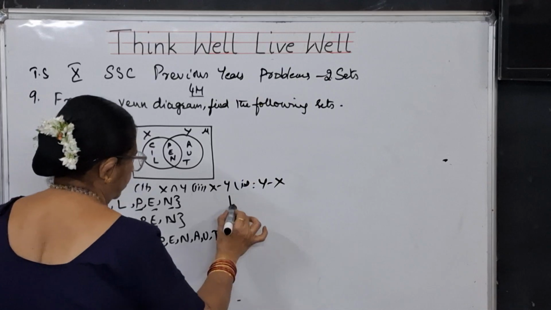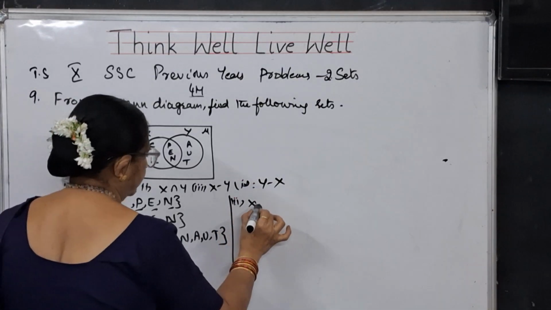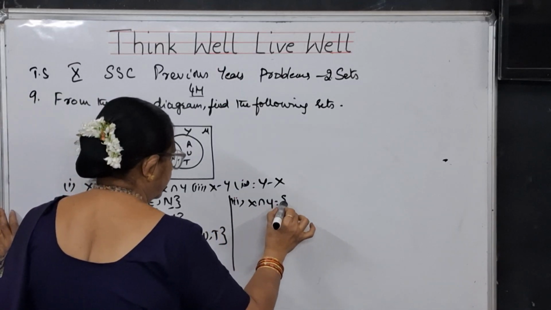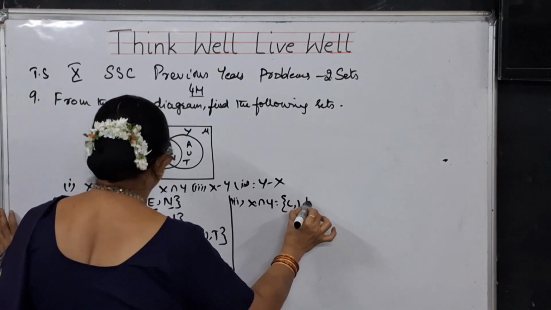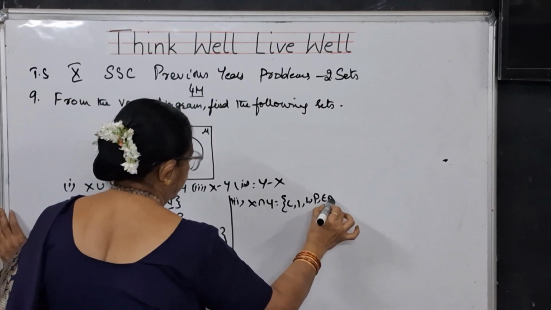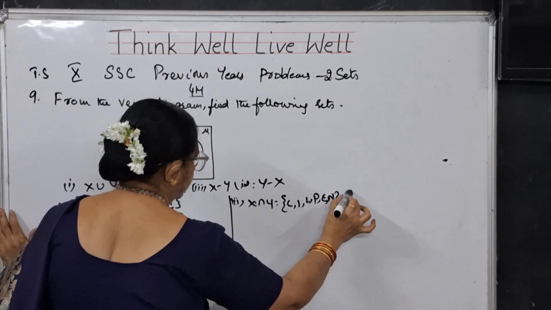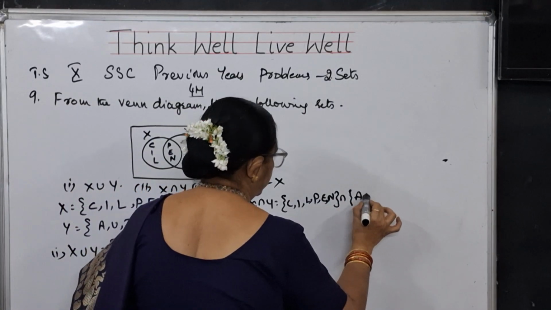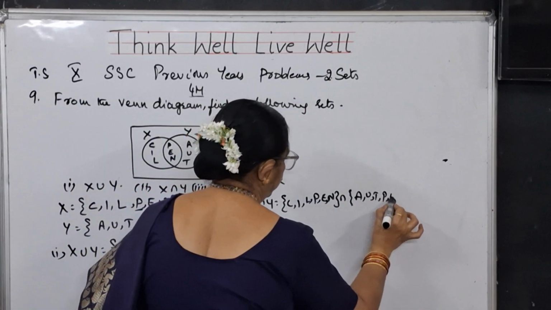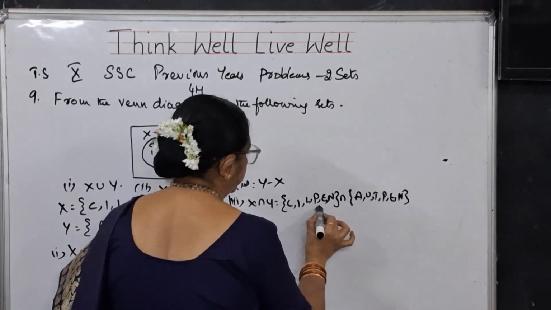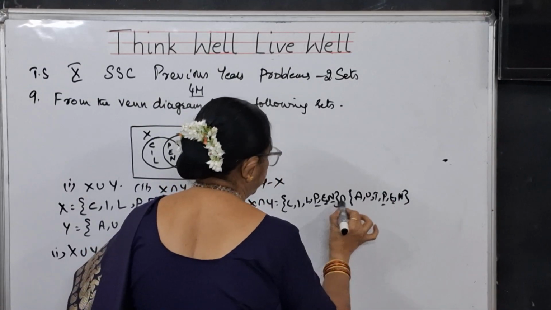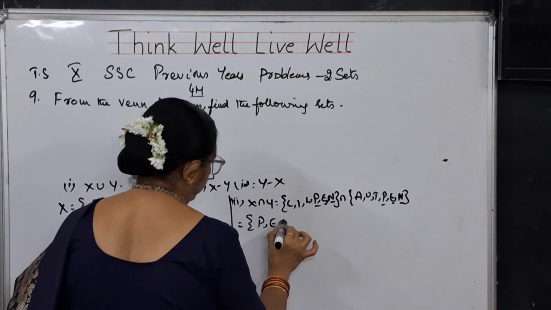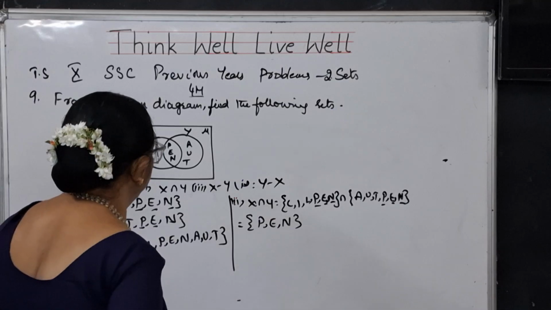Now, second one, X intersection Y. X intersection Y means C, I, L, P, E, N intersection, what is the other one? A, U, T, P, E, N. So what is the common? P is common, E is common, N is common. So what you are writing? P, E, N is X intersection Y.